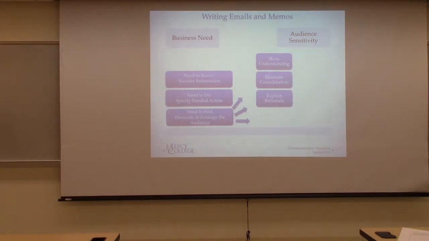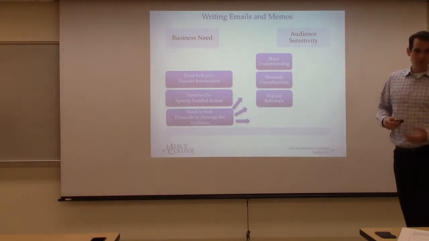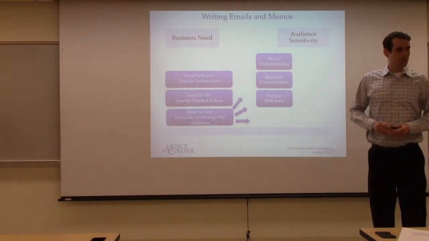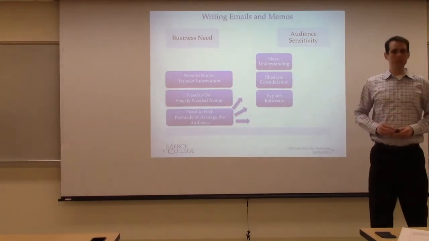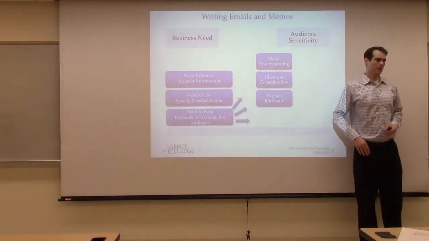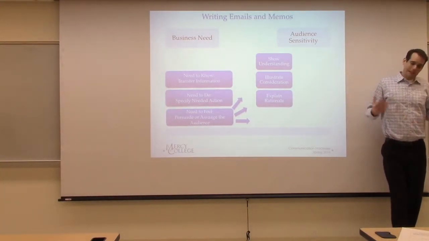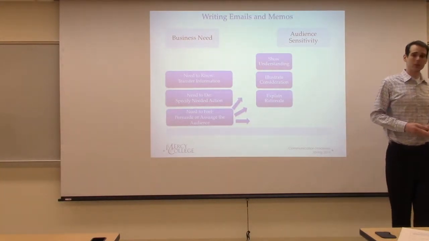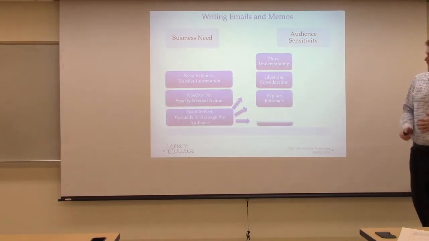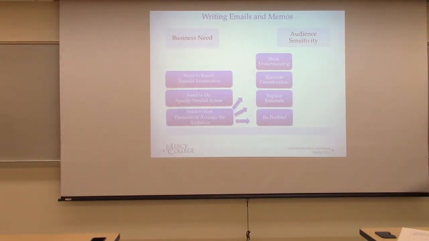Explain rationale. You might explain your process of rejecting this person for a job. You might say, this is the process we went through. It was a thorough process. And maybe by the end of that letter or memo, you could have your audience think, gosh, I would have done the same thing if I were in their shoes. Be truthful, as Venetia pointed out.